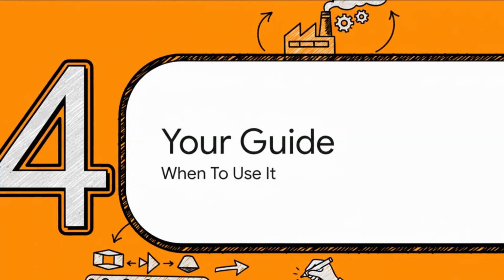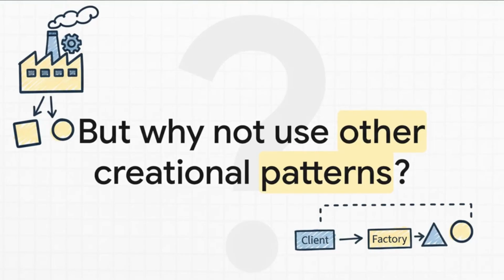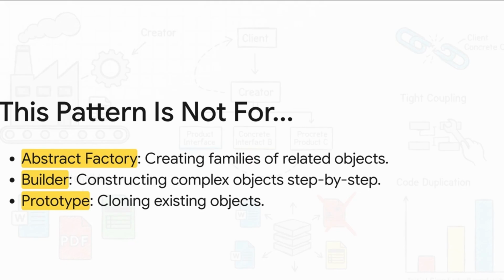Okay, for this last section, let's make this super practical. How do you actually know when the factory method is the right tool for the job you're facing, like right now? Now, a really good question you might have is, wait, what about those other creational patterns I've heard of, like builder or abstract factory? And that is a crucial point because picking the right pattern is all about matching it to the specific problem you're trying to solve. Look, the factory method has a very specific job description.